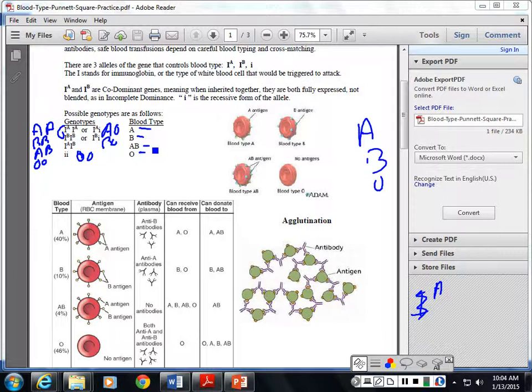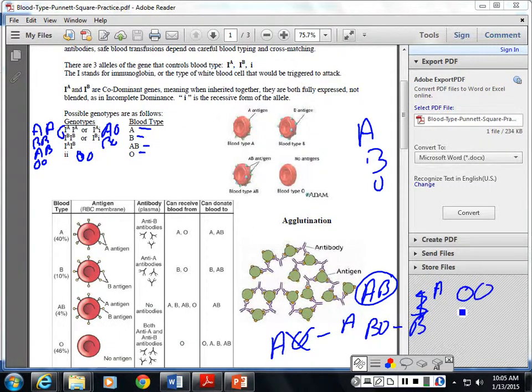All right? Now, A and B are what we call codominant, and O is recessive. So if you have AO, then your blood is going to be A because O is recessive. If you have AB, then your blood's going to be AB. There's actually a kind of a mixed type. If you have BO, then your blood is going to be B. If you have OO, then your blood is going to be O.